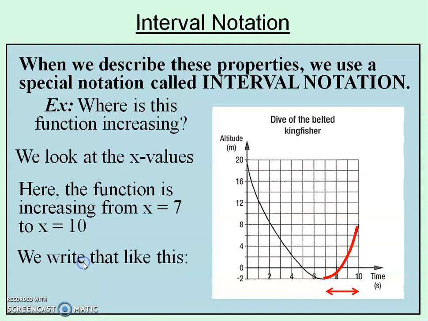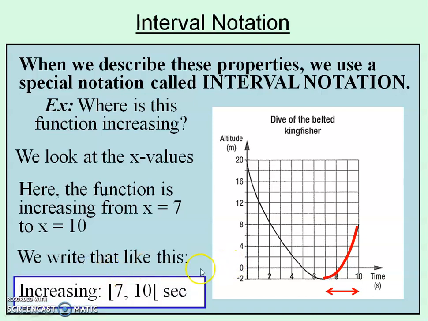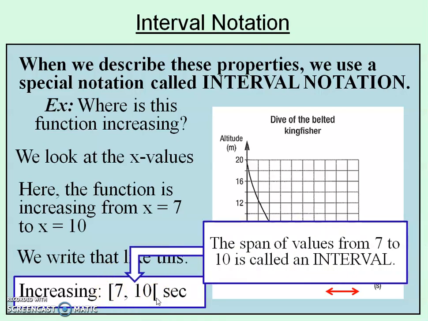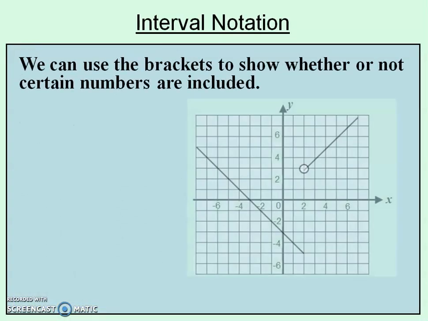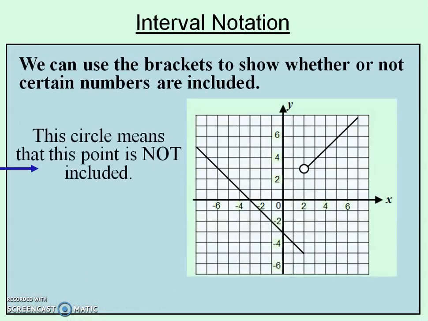And the notation that we use for that is these square brackets. It started increasing at 7 seconds and increased all the way to 10. How come 7 is included and 10 is excluded? Well, we'll talk about that in a little bit. But that notation is called interval notation. Interval notation, like I just highlighted, tells you which points are included and which points are excluded by having the brackets either pointing towards or away from the number.